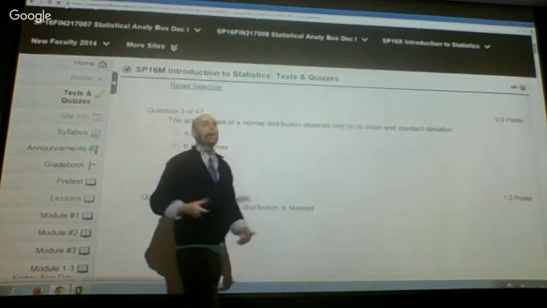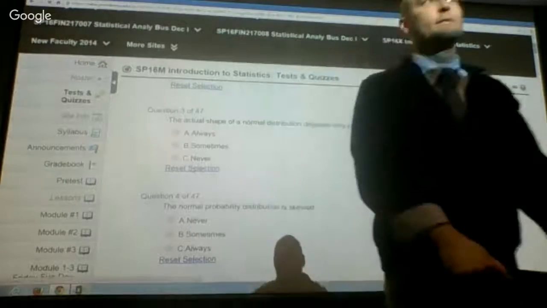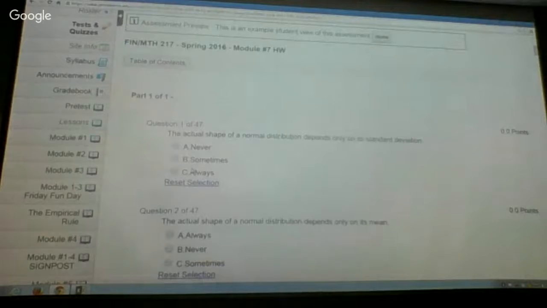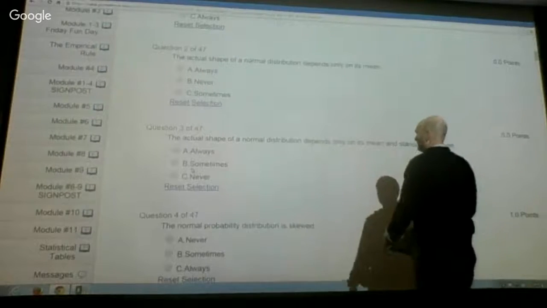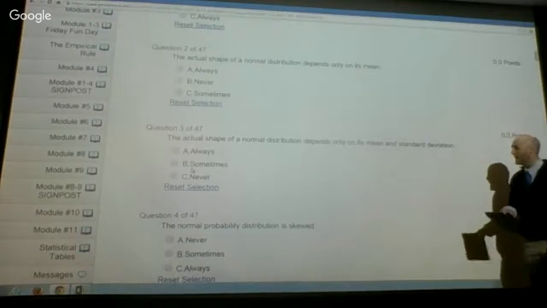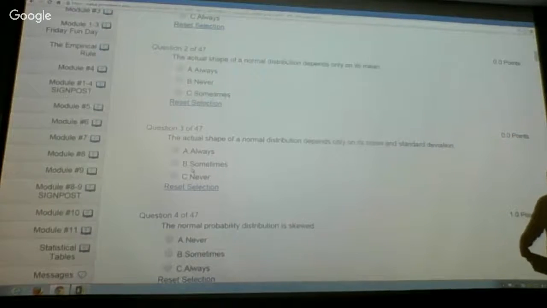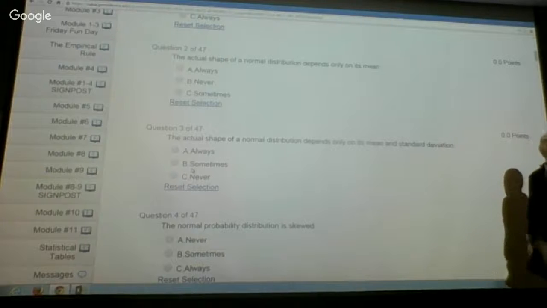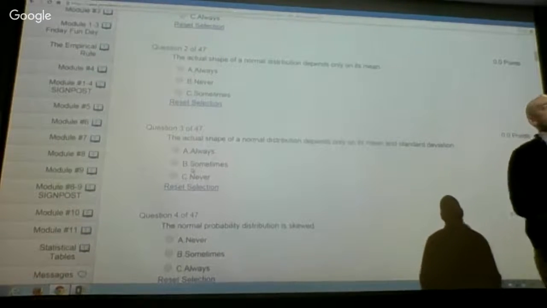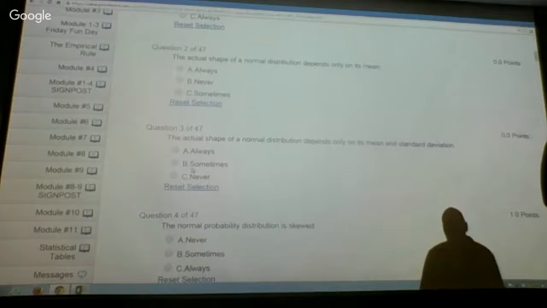It's mean and its standard deviation. Here's an and/or question. Well, its shape is not determined by its mean. Its shape is determined by its standard deviation. So whether we want to get back down into the quagmire of and/or, come on, question 3: the actual shape of a normal distribution depends only on its mean and standard deviation. It would depend on either one of those, but not both. So I would say never here. If it's not worth any points, don't worry.